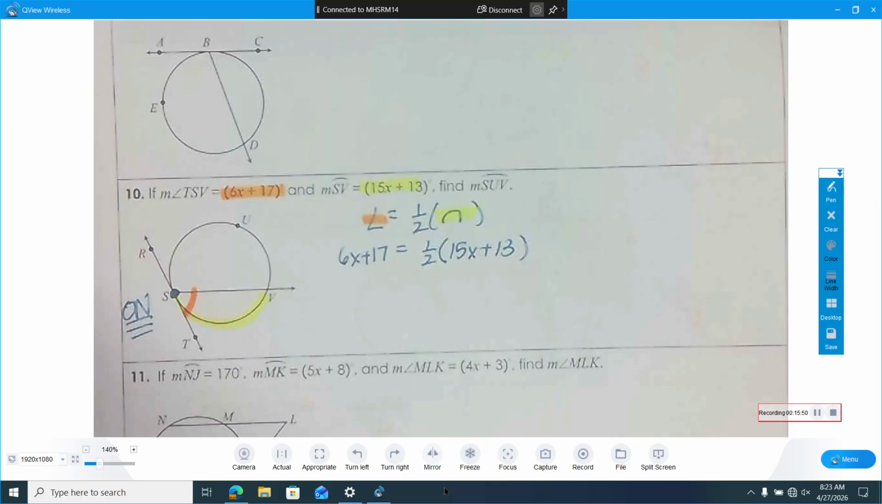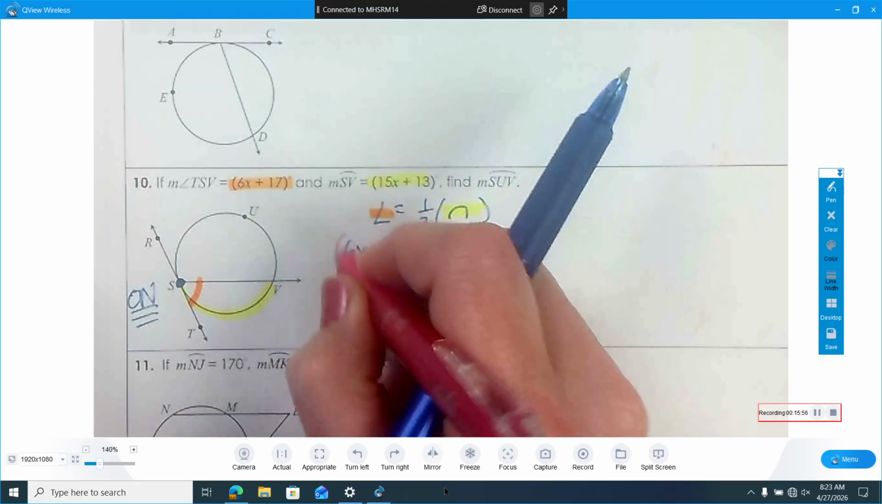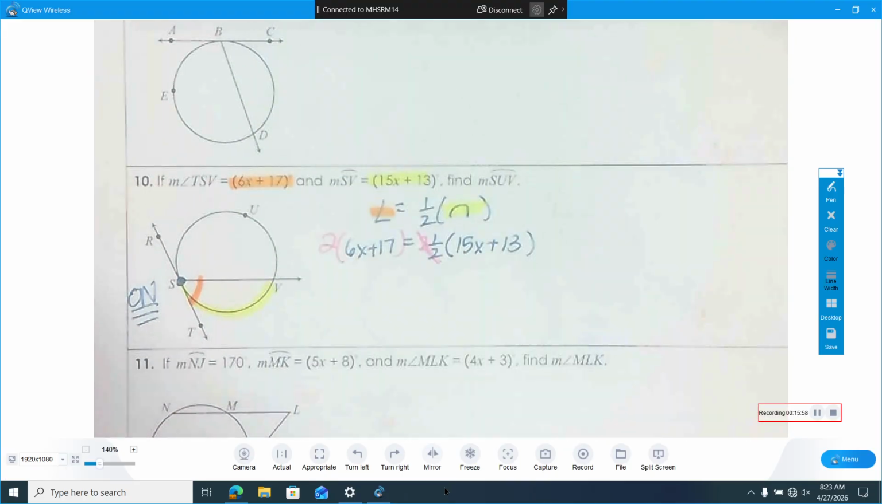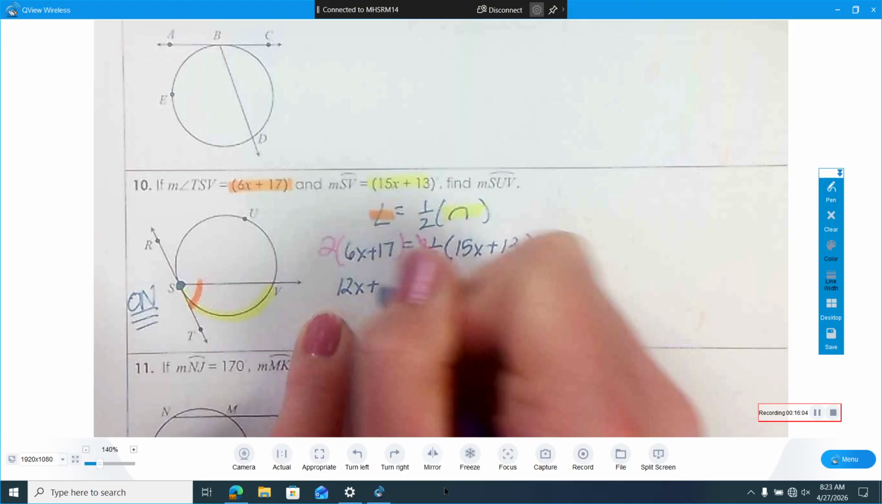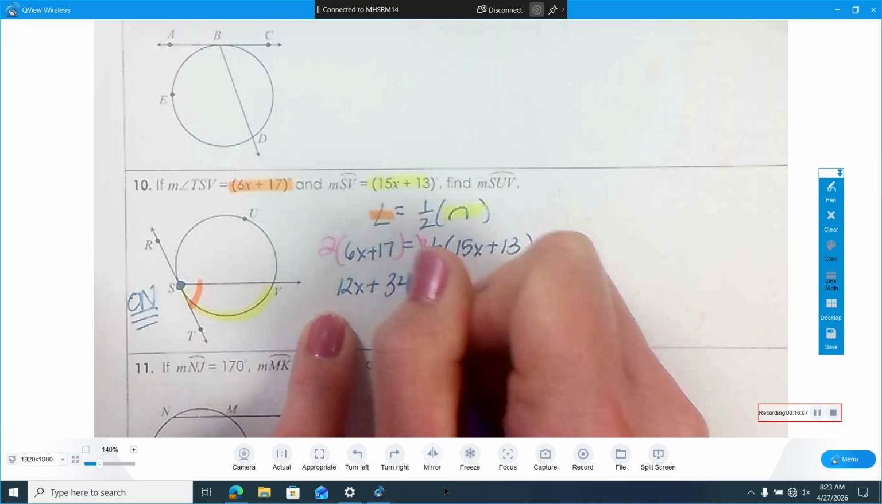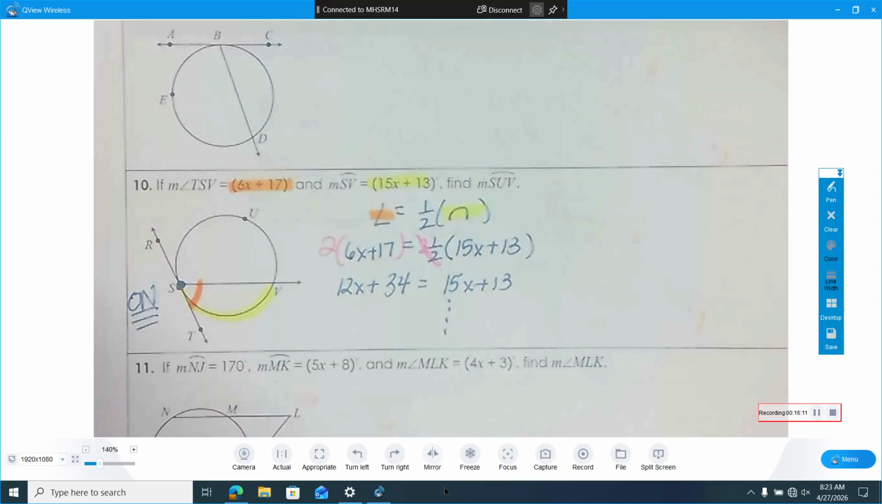What do you guys want to do to solve? First step. Times by 2. Very good idea. So we're going to multiply both sides by 2 to get rid of that 1/2 issue. And then we can distribute the 2. So we'd get 12x plus 34 equals 15x plus 13. And we'll just say you can solve from there, yeah? Yep. Okay.